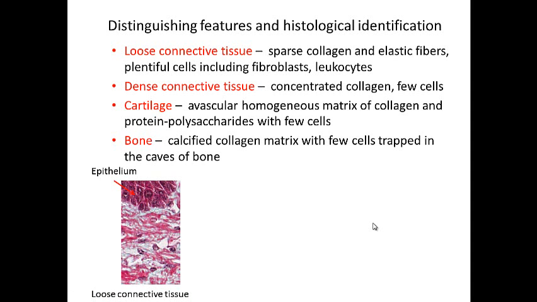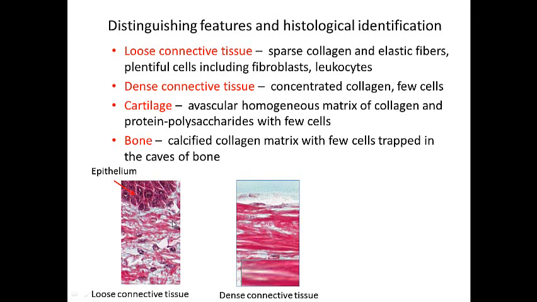Now, there are distinguishing characteristics of connective tissue. Loose connective tissue has a lot of cells. This is epithelium here, but in loose connective tissue, you can see the fibroblasts here, but it has sparse fibers, and we can see the pink fibers that are here, the collagen fibers. There's also dense connective tissue, and that has a lot of fibers and not many cells. You can see a high density of these fibers here.